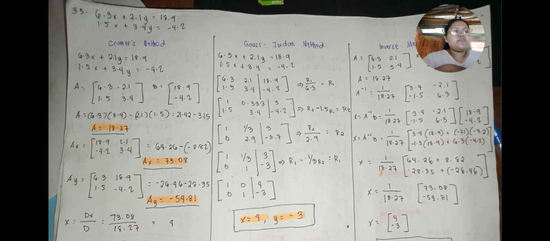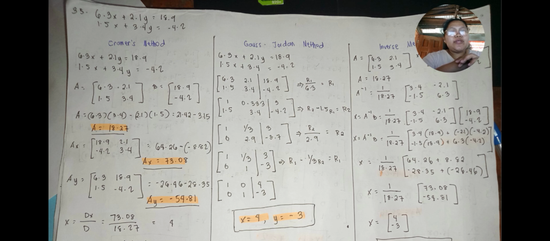I am going to discuss systems of equations. There are three methods: Cramer's method, Gauss-Jordan method, and the inverse method. So we have here the system, number 35. Numbers 35 to 40. So let us answer number 35.